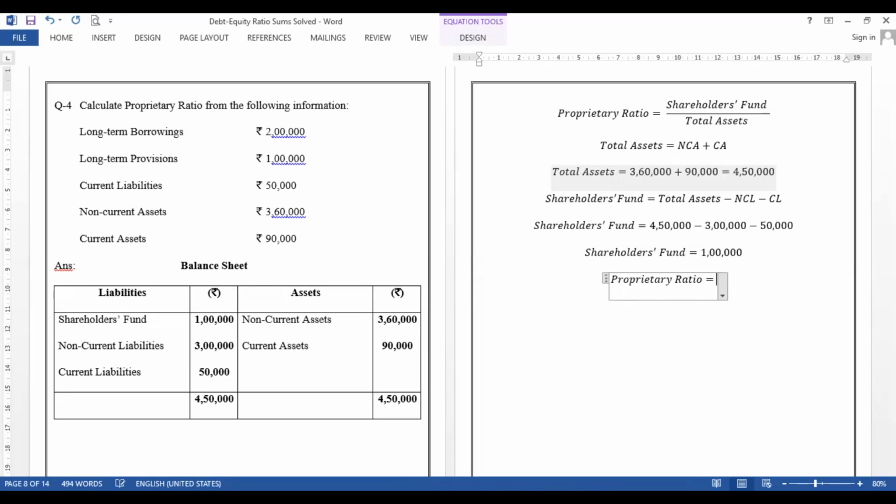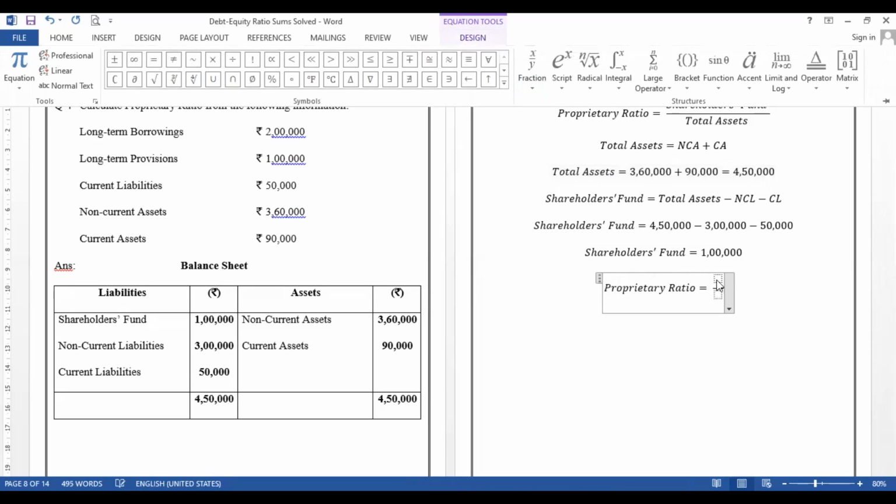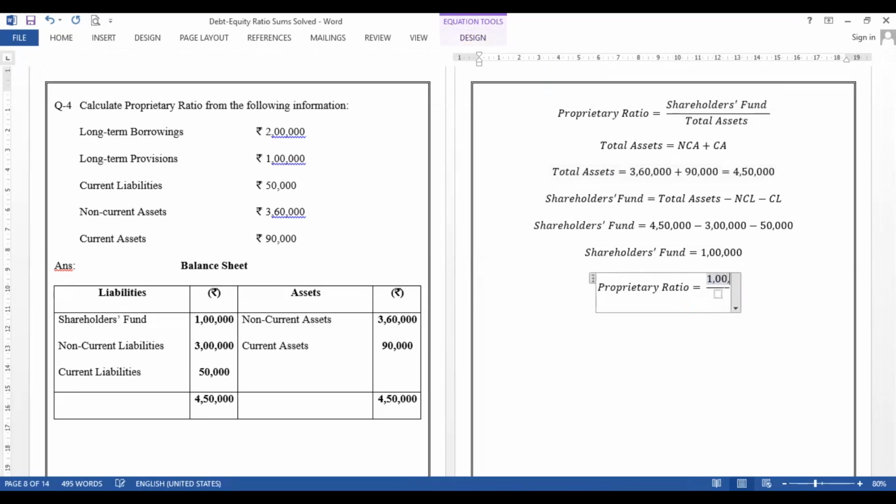Proprietary ratio will be equal to, let me place the values. Shareholders funds calculated is rupees 1 lakh and total asset is rupees 4,50,000. So 1 lakh divided by 4,50,000. The answer is 0.22 : 1. Okay.